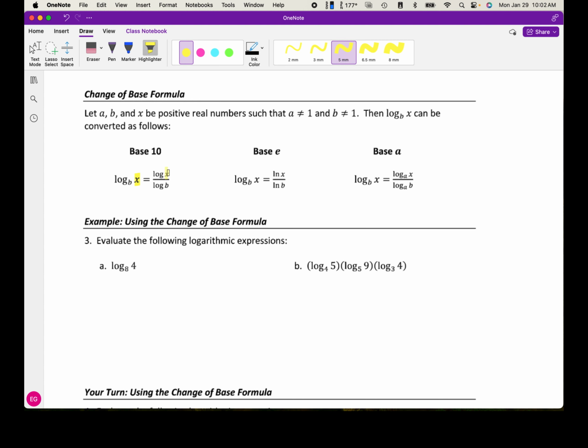So if we have the inside is x, that's going to go on top, and our base is b, and that goes on bottom with whatever our new base is. So remember, log x is really log base 10 of x, and then we have log base 10 of b. And this will be true no matter what base we use. So we can do the same exact idea. So over here we have log base b of x, and I can use log base e of x divided by log base e of b, and that will equal the same thing.